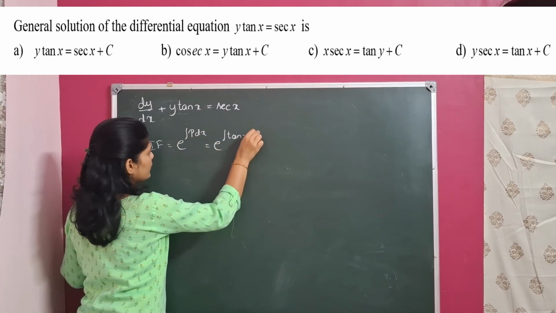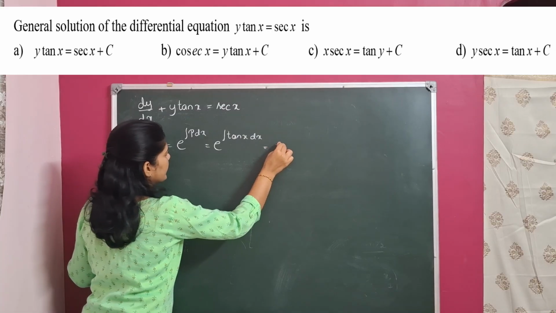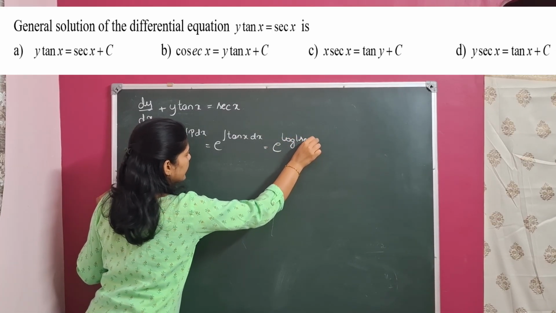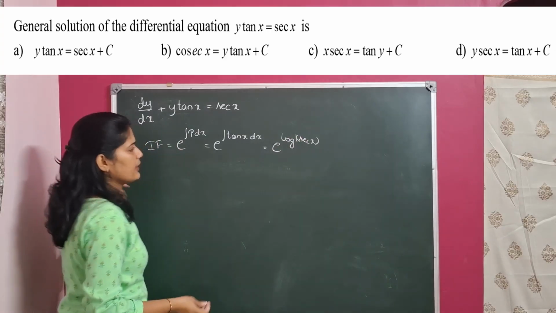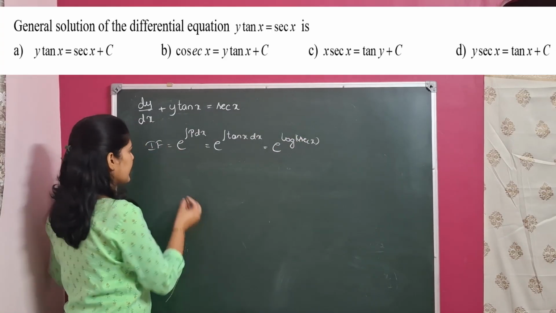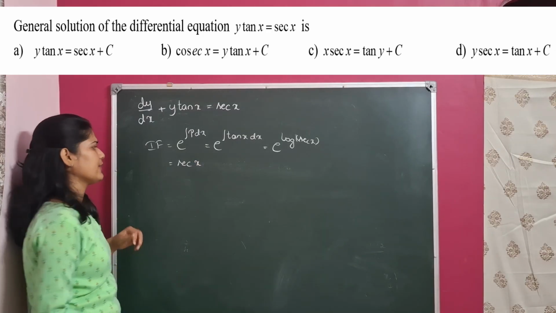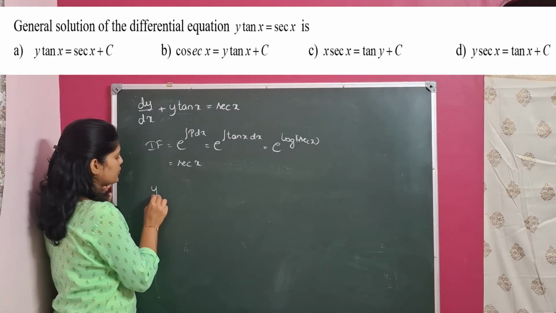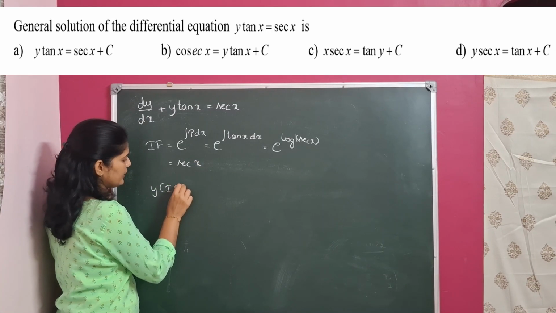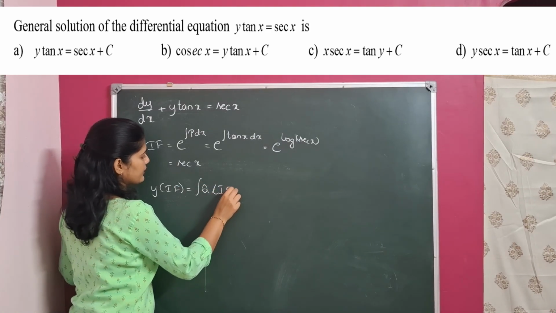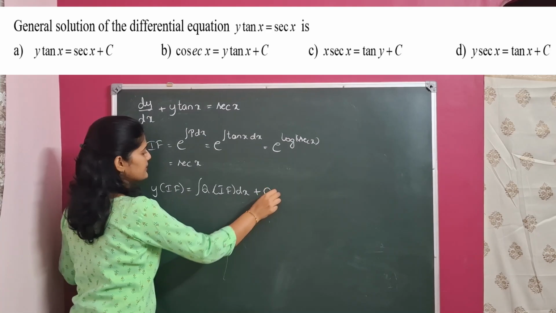tan x into dx. We know that integral of tan x is log of secant x. Therefore, e and log will get cancelled. Therefore, the integrating factor is secant x. Therefore, the solution of the differential equation is given by y into integrating factor, that is equal to integral of q into integrating factor into dx plus c.